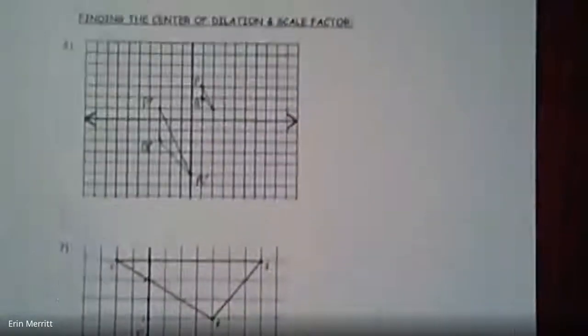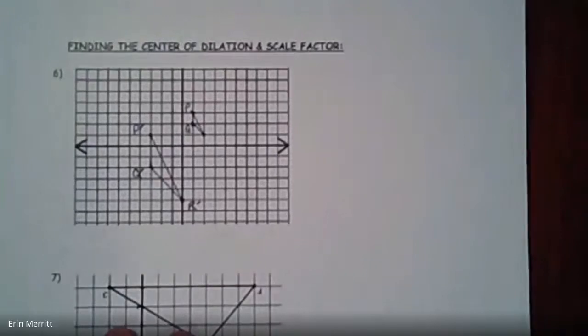It says, find the center of dilation and the scale factor. All right. Well, regardless of what we've seen, if we're looking for the center of dilation, that means that if you connect the dots between any point and its image, and then repeat it for all the points on there, they should all intersect at the center of dilation. So let me show you what I mean.